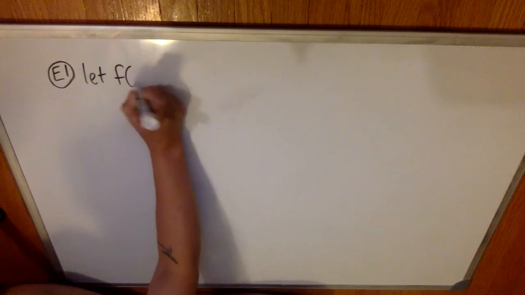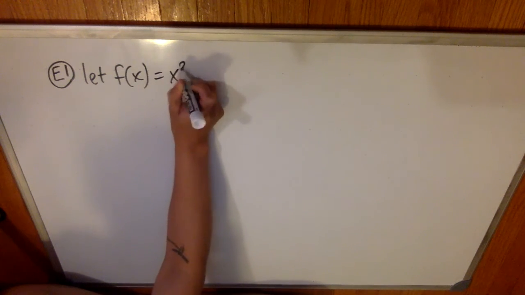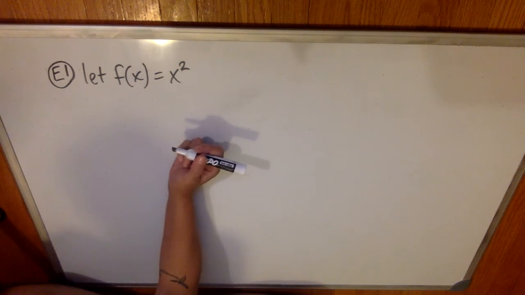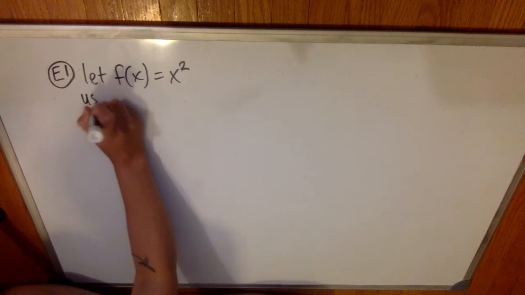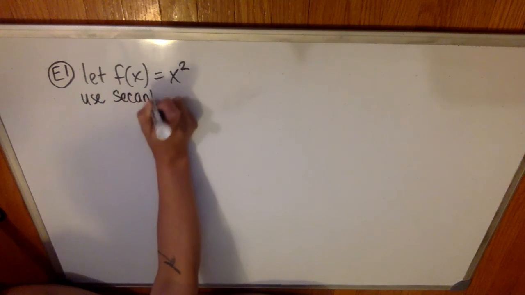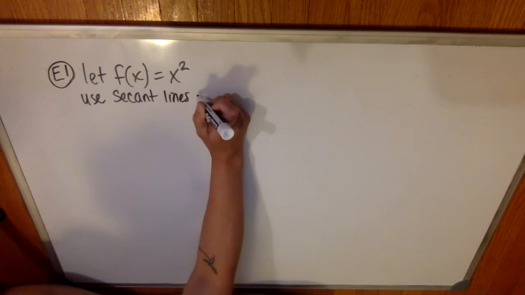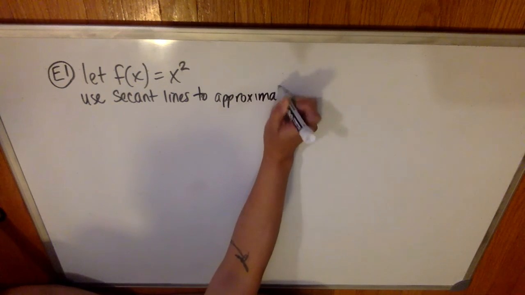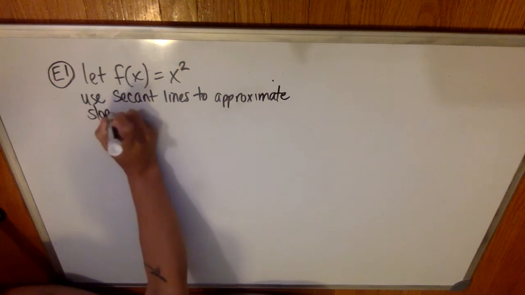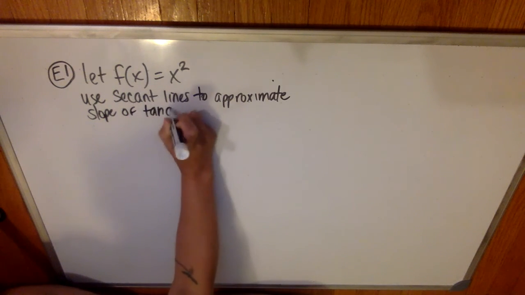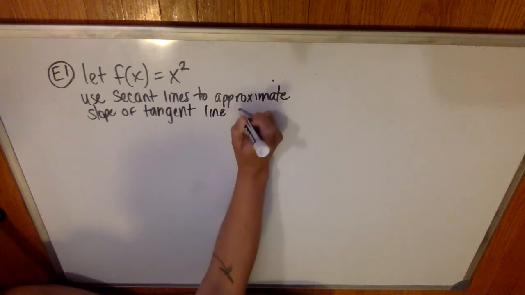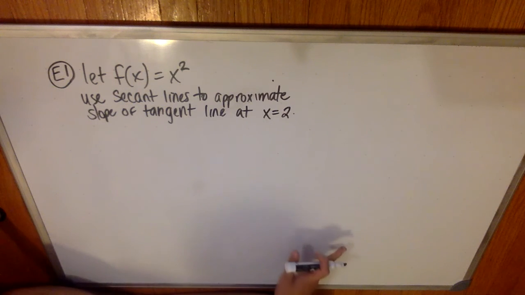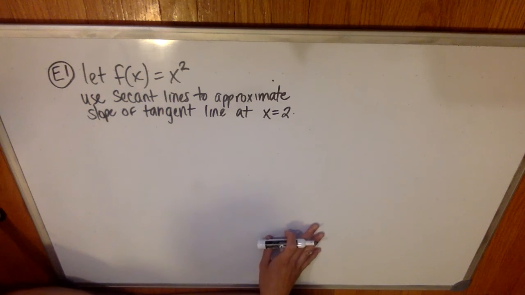All right, so I'm going to pick a curve that we're all probably pretty familiar with. I'm going to pick x squared, okay? And I'm going to use secant lines to approximate the slope of the tangent line at, let's do x equals 2. Okay, so here's the idea. I want to approximate the slope of the tangent line at x is 2.